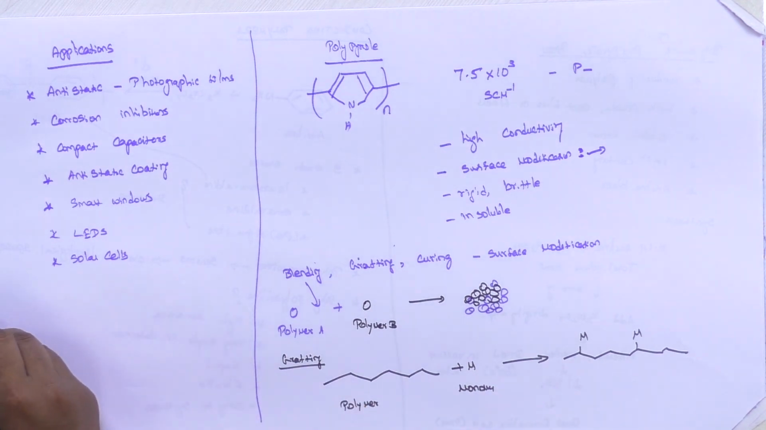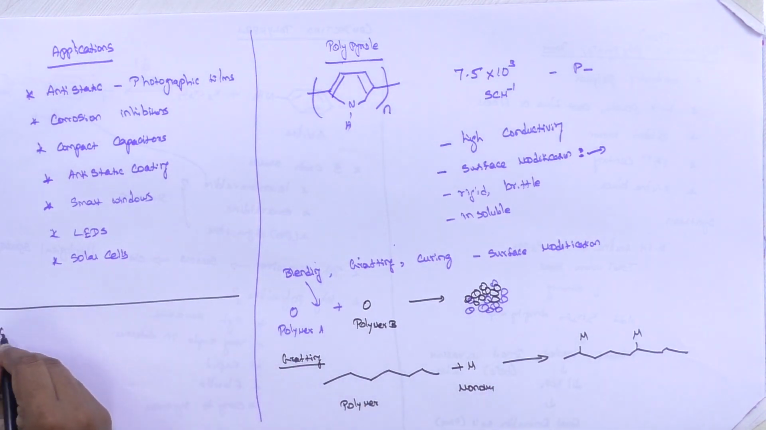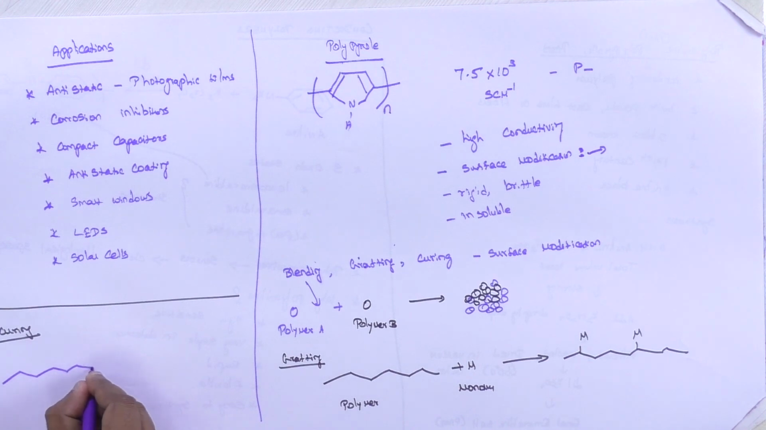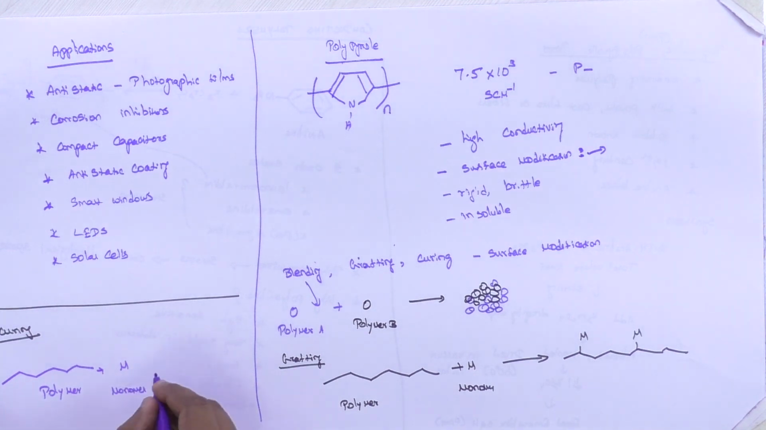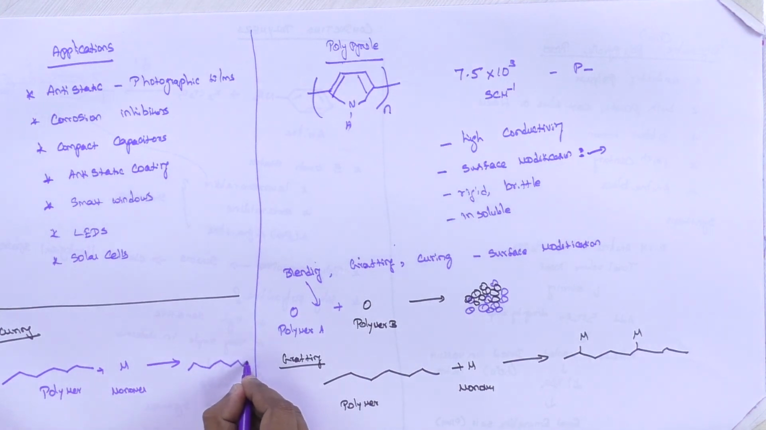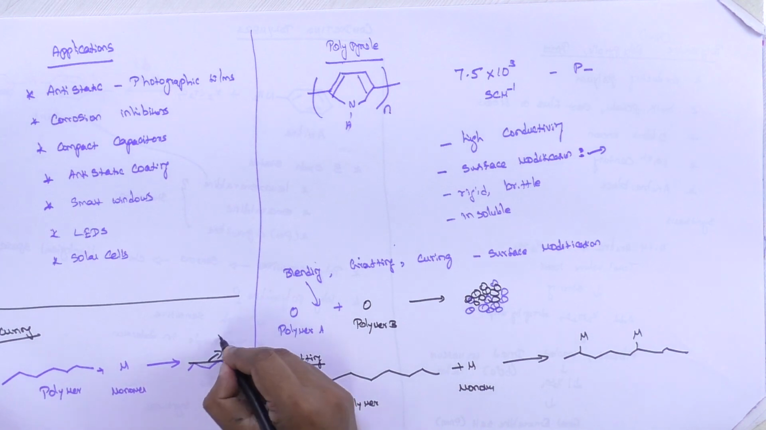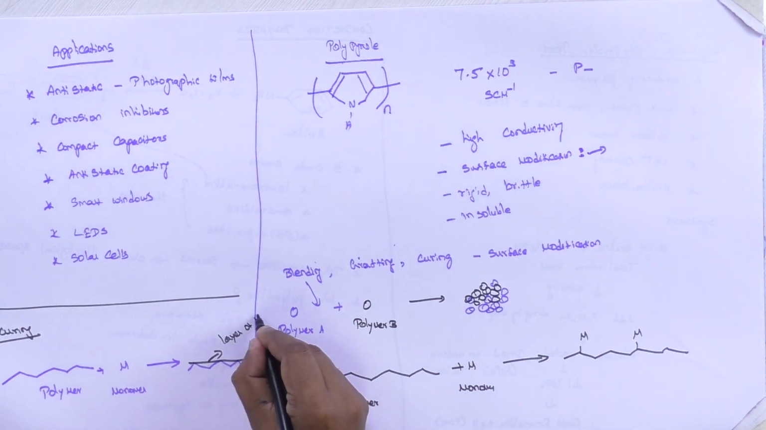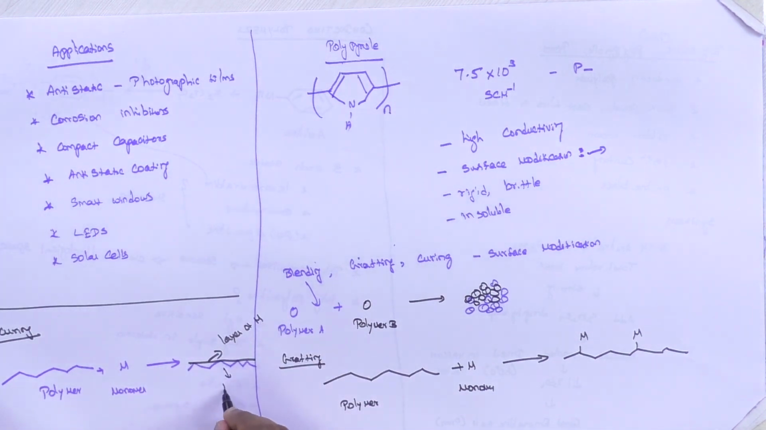The third and final one is curing. So how do you do curing? Again you take a polymer chain, your polymer, and your monomer. As I have told you, there is a surface coating, and you have a layer of monomer like this on your polymer. This is nothing but curing.